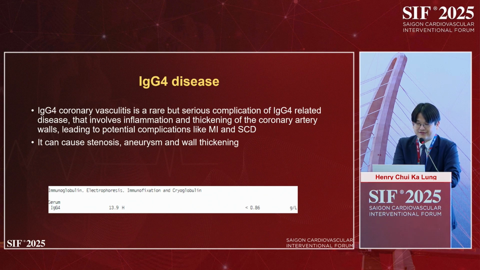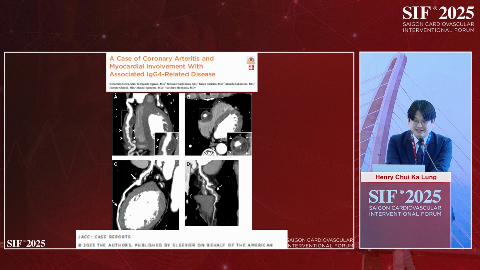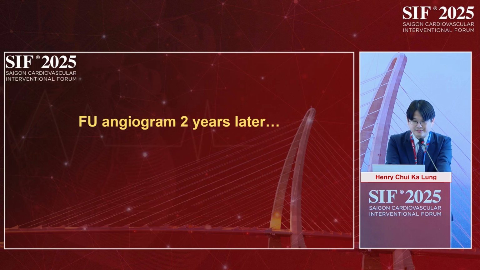And in IgG4 disease, coronary involvement could cause stenosis, aneurysm, and also wall thickening, as in this case, with IVUS imaging characteristic of media destruction and also adventitial layer thickening. So this is one of the case reports, not from me, but you can see from the CT coronary angiogram abnormal thickened adventitial layers due to tissue infiltration.